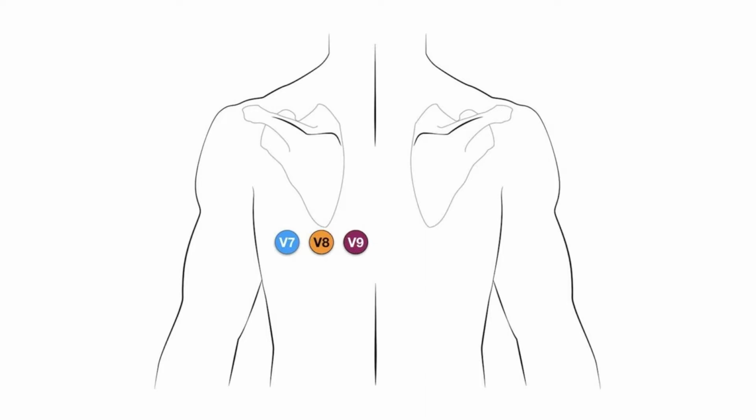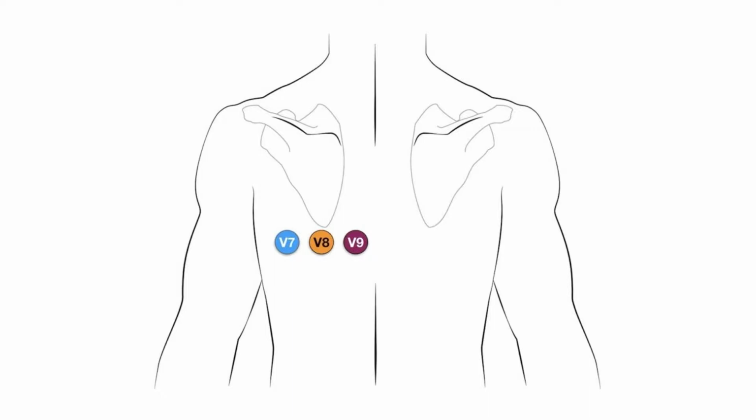Now, to be particularly particular about this, V7 is going to go left posterior axillary line in the same horizontal plane as V6. All of these leads are going to go in the same plane as V6. V8 is right at the tip of the left scapula, and V9 is left paraspinal region, so close to the spine, but also in between the scapula and the spine.